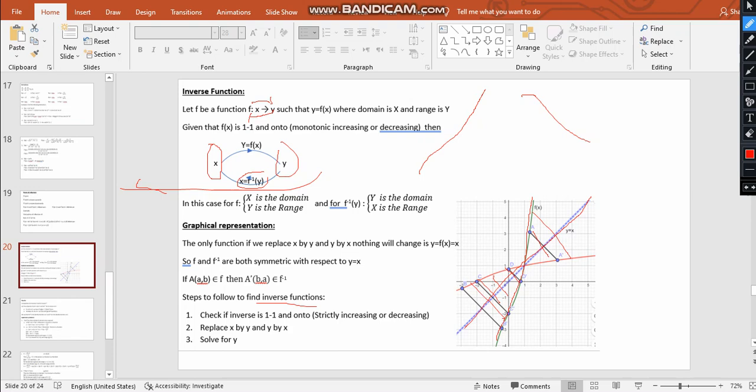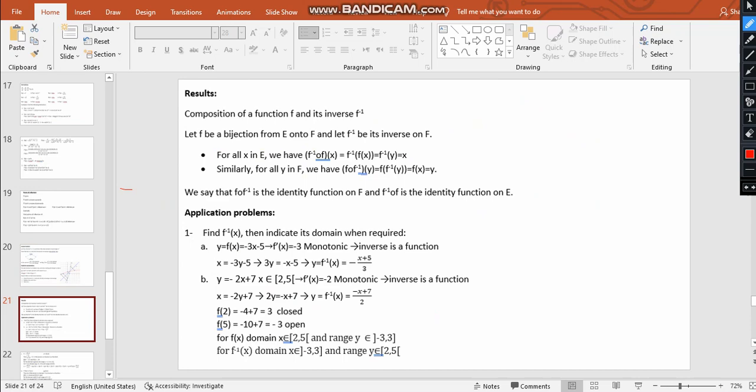You check if it's 1-to-1 and onto. It's always from the table of variation. Most of the time when graphing, you check if it's strictly increasing or strictly decreasing. You say the inverse is a function. If not, you say the inverse is not a function. Then we replace x by y and y by x, and you solve for y. Let us take examples here. You know, f inverse of f of x is x, and f of f inverse of y is y, because if you go to y from x, and it's monotonic, then if you want to return back, you're going to get x.